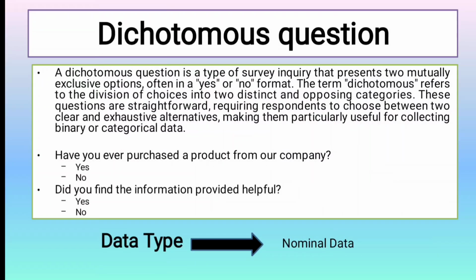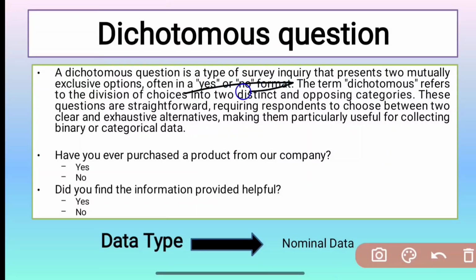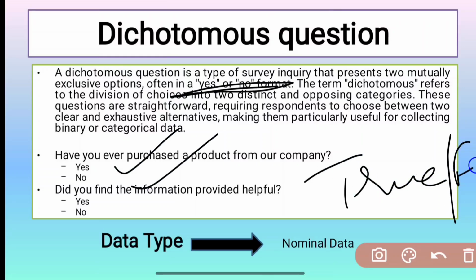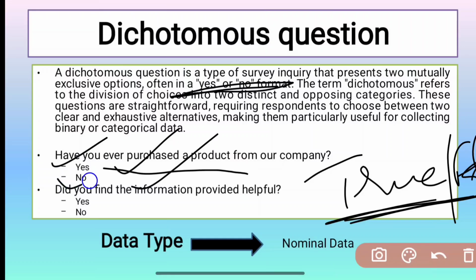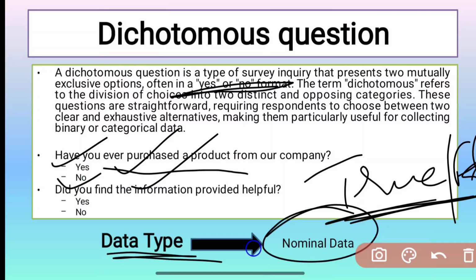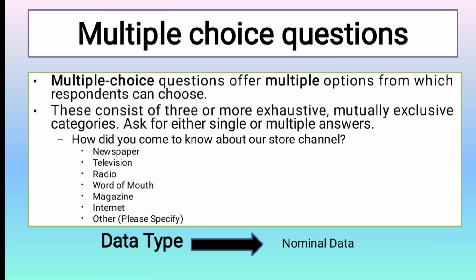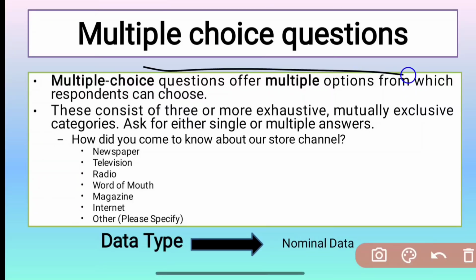So the next type of question is the dichotomous questions. Over here only two responses are given, whether yes, no, say true or false, right? Only two options are given in dichotomous type of questions. A question could be, have you purchased a product from our company? And the responses given would be yes or no, right? So the data type would be nominal. Why nominal? Because you cannot quantify it. Clear?